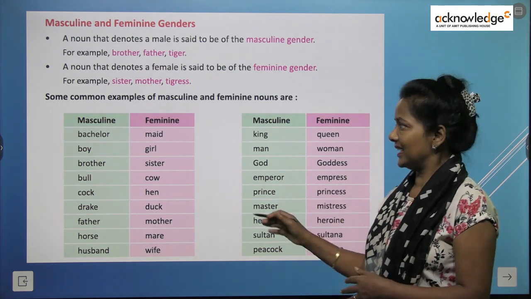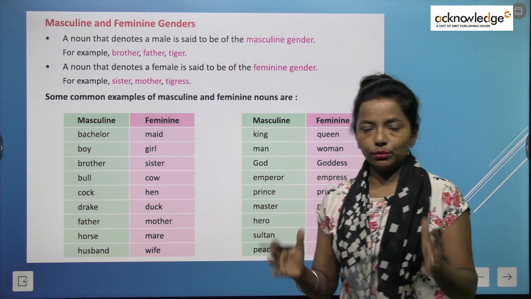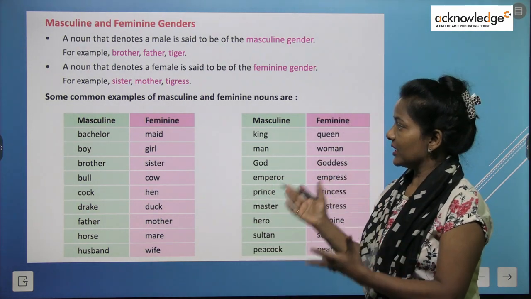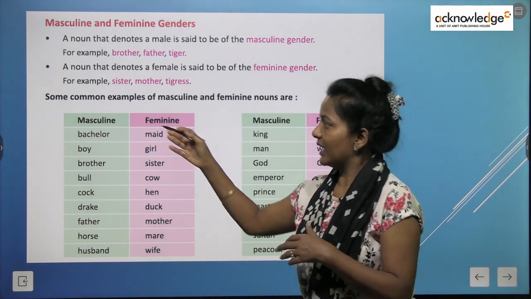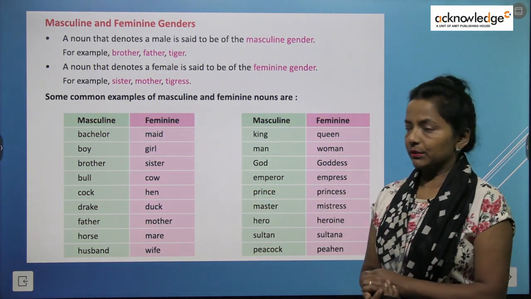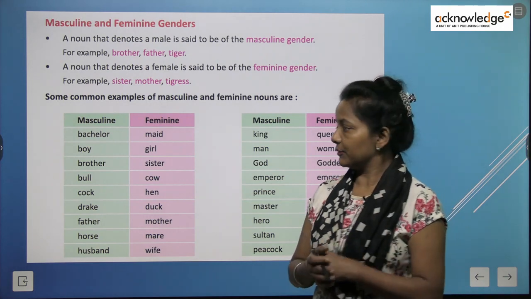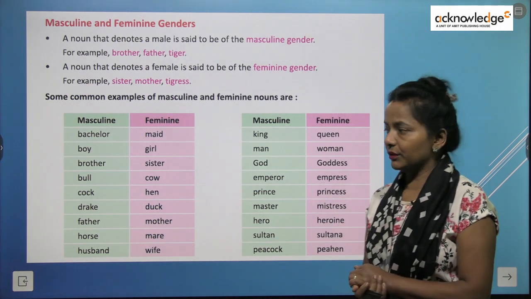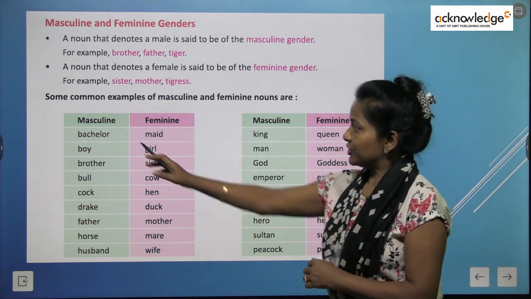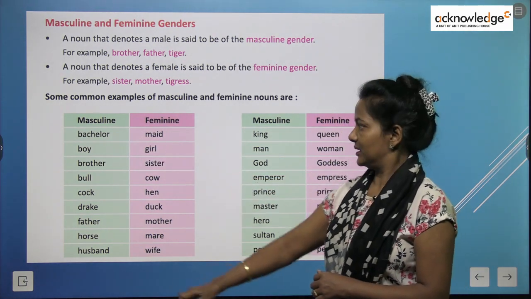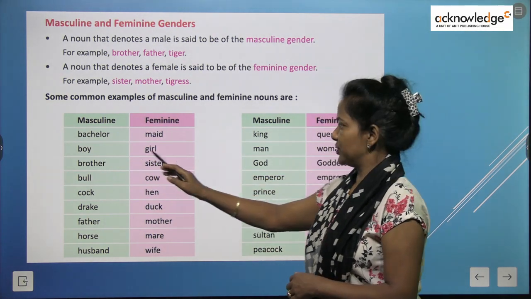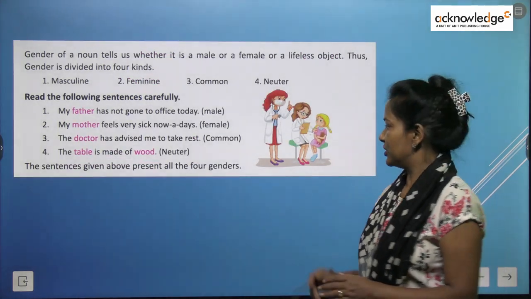Now here let's see what are the common words which are used as masculine and feminine. The masculine gender and their feminine gender have been written here. Let's read. Please be careful. Read these words carefully with me. Bachelor is masculine. Maid is feminine. Boy, masculine gender. Girl, feminine gender.